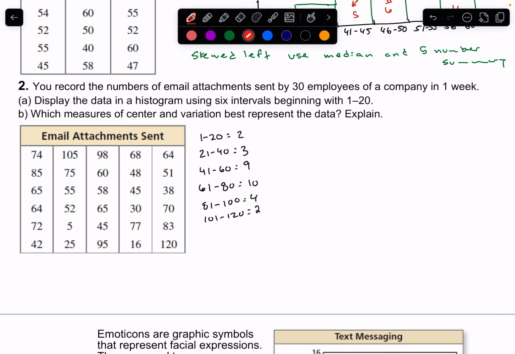These are email attachments sent by employees. So if I do the same chart, we'll try to get this one done quickly. We've got 6 groups again. So 1, 2, 3, 4, 5, 6. 1 through 20 email attachments, 21 through 40, 41 through 60, 61 through 80, 81 through 100, 101 through 120.